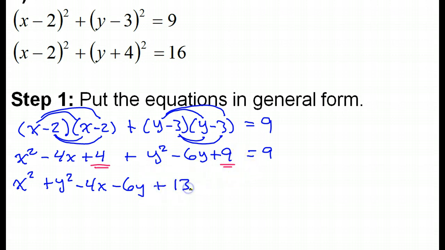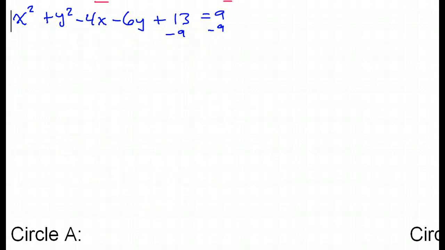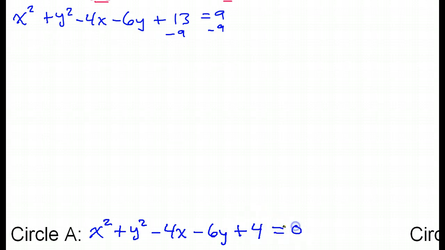So put those together, I've got 13, and that equals 9. So of course I would subtract 9 from both sides at this point. And 13 minus 9, that's 4. So I'm going to go ahead and put that equation down here. So we've got in general form x squared plus y squared minus 4x minus 6y plus 4 equals 0. So that's the first circle in general form.